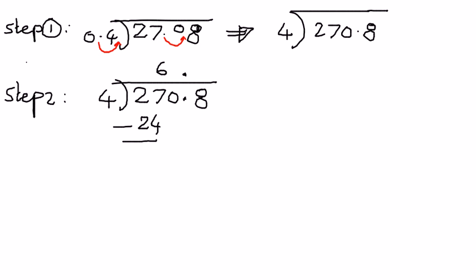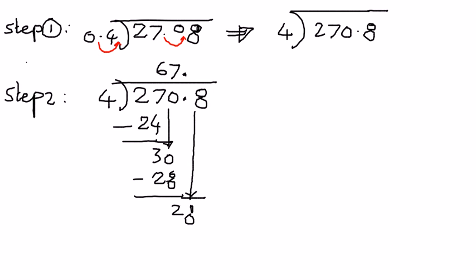So when we subtract, 27 minus 24 is 3. We bring down the 0. 4 times what number is equal to or less than 30? 4 times 7 is 28, and 30 minus 28 is 2, and we bring down the 8, and therefore 4 times what number is equal to or less than 28? 4 times 7 is 28. Therefore, when we subtract 28 from 28, the remainder is 0.